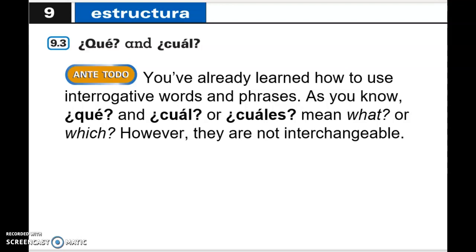So we have already talked about the use of interrogative words and phrases, and probably you remember that we talked about the words ¿qué y cuál. And of course, we also have a version for the plural, which is going to be cuáles. All of these words mean what or which. However, we use them in different contexts.